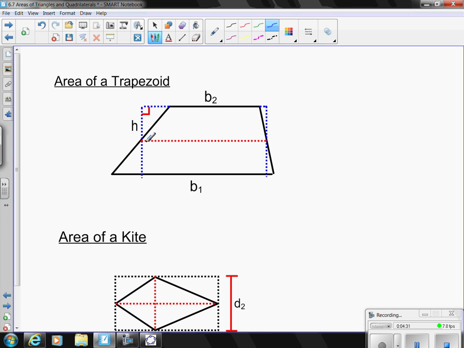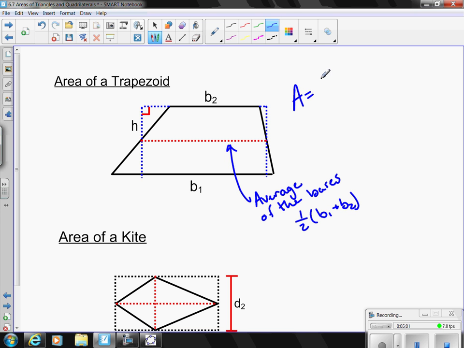If you guys remember, the midsegment is the average of the bases. So that red line is 1/2 base 1 plus base 2. Bases added together divided by 2. Now the formula for a trapezoid is area equals 1/2 base 1 plus base 2. So that tells me the base, this red side, we still have to find the height, multiply it by the height.